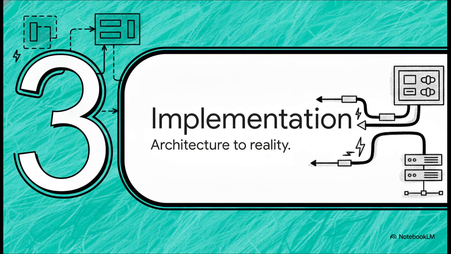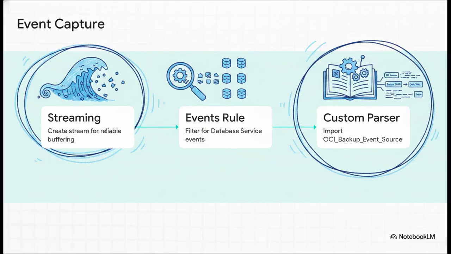All right, Section 3, step-by-step implementation. Let's bridge the gap from architecture to reality. So, the architecture looks amazing on paper, but how do we actually wire the whole thing up in the console? Well, in these first 3 steps, we're basically just laying the foundation to capture those events securely. First up, we spin up our OCI streaming stream. Remember, this is our shock absorber. It holds on to the data.